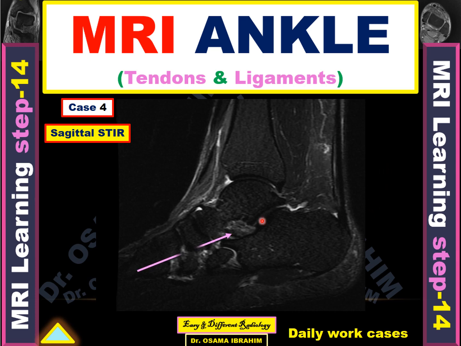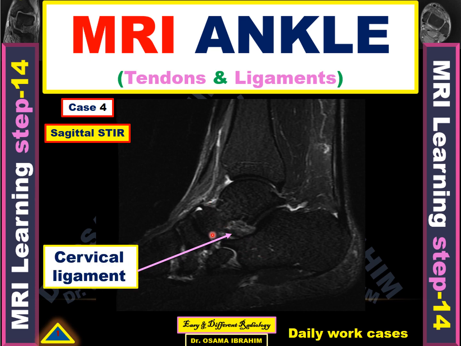Next, this arrow represents which structure? This is a sagittal STIR image, as the bone and muscles are suppressed, also fat. So this is a STIR image in sagittal view, and this region is the region of the sinus tarsi, and this arrow represents one ligament, which is connecting the neck of the talus with the calcaneus, the anterior aspect of the calcaneus. So neck, cervical ligament. So this one is the cervical ligament.